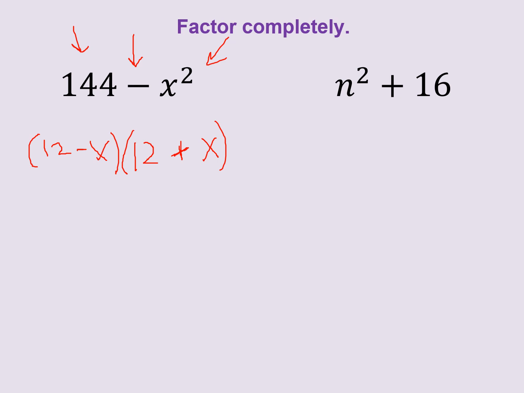Now this next one, we've got a perfect square and a perfect square, but we've got addition. So that is not difference of perfect squares. In this case, since there's no greatest common factor, this is going to be prime.